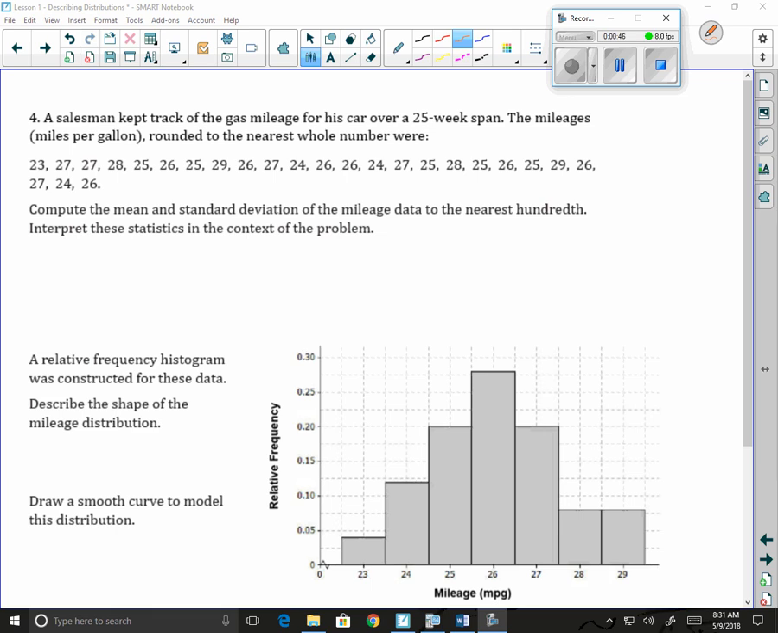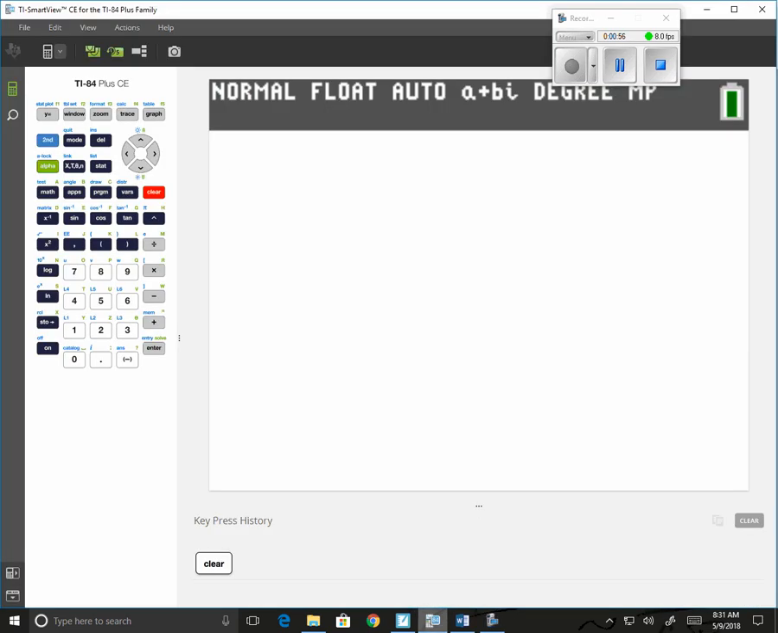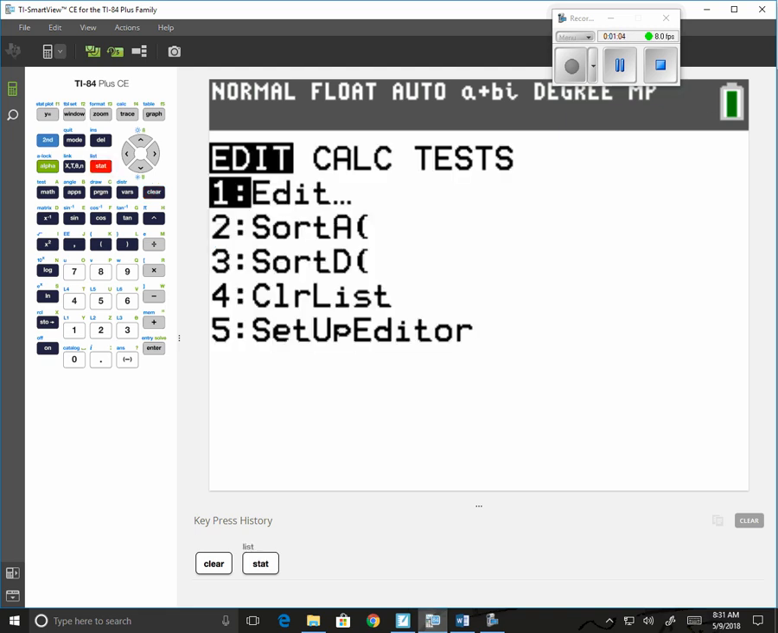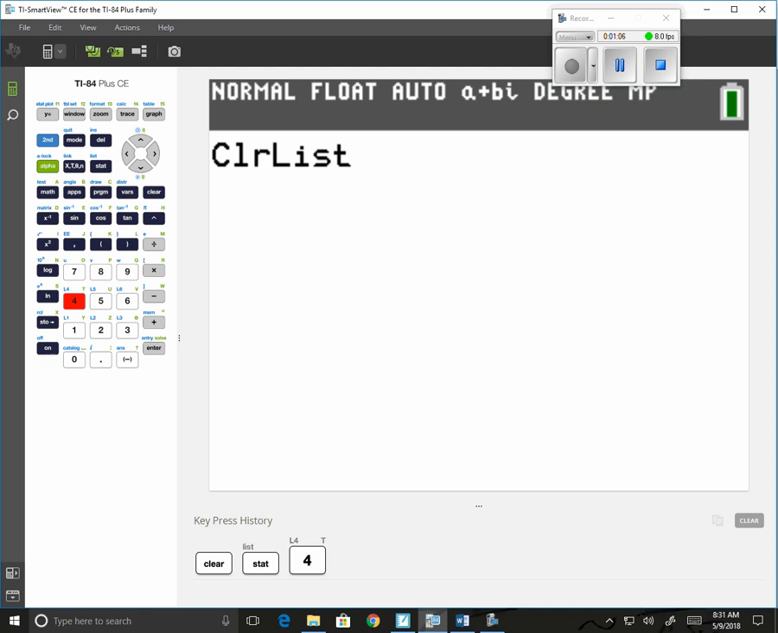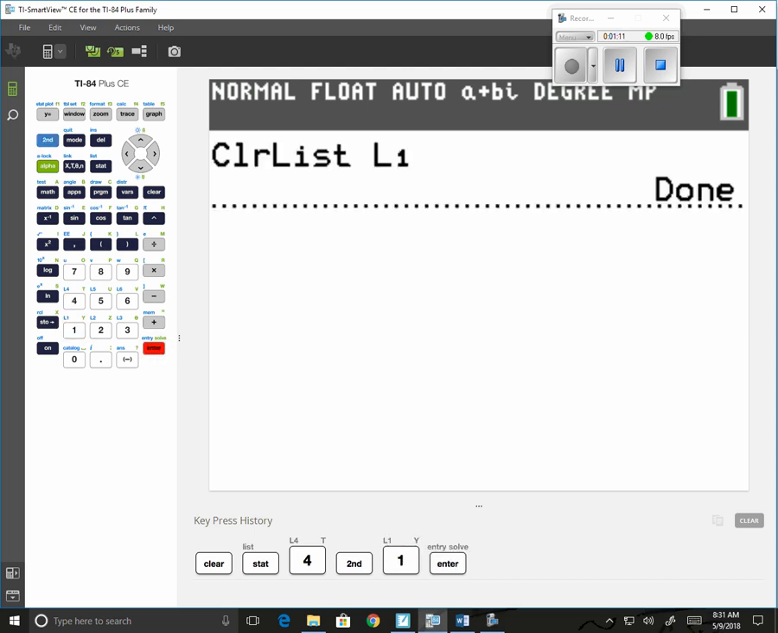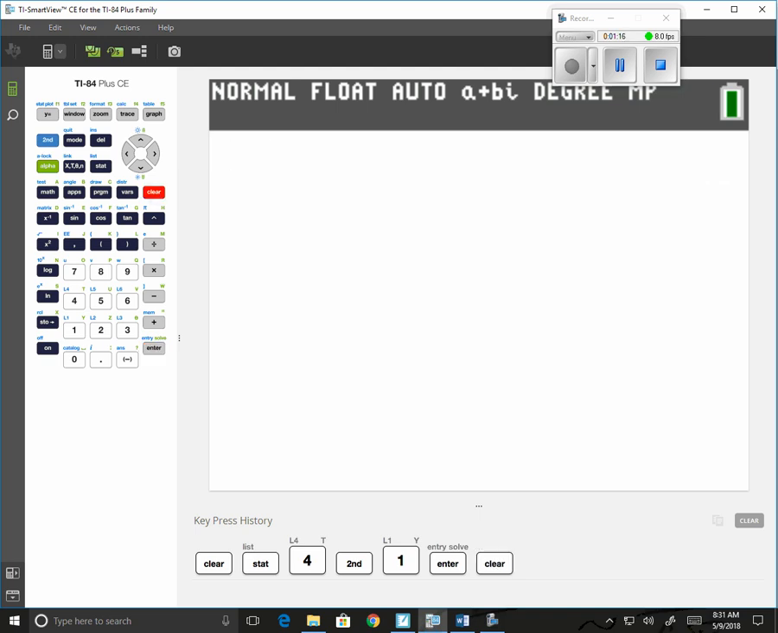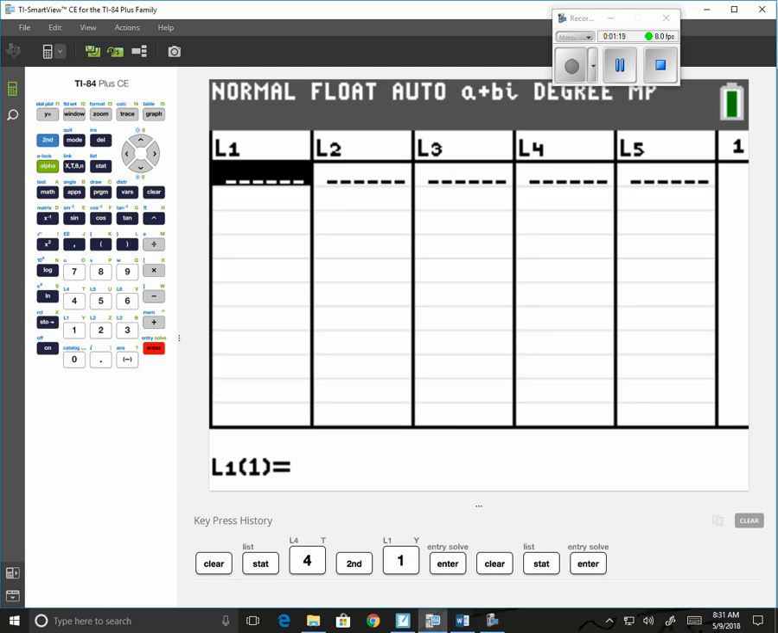First thing we have to do is put all of this data into list one. Let's take a look at our calculator here for a minute. Before I input the data, I have to clear whatever list I had in there before. If I go to stat and option 4 and then hit second and the number 1, I can clear the list. I already knew I had data in there, so I'm clearing it right away. Then if we go back into stat and edit, I can input all the data from this problem.